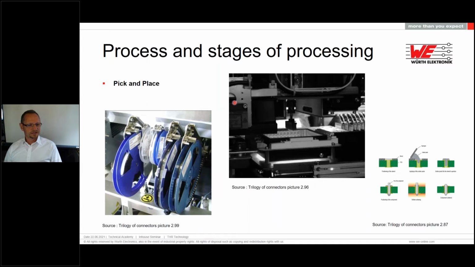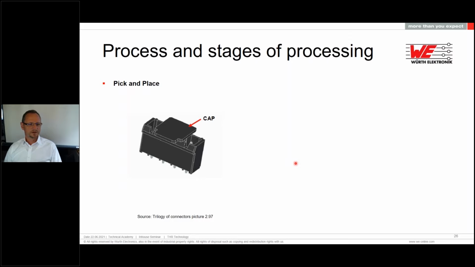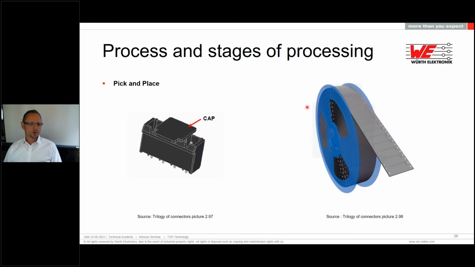So another stage that we saw here is the pick and place, and you're used to having your components on a reel, so the pick and place machine can just grab it and place it on the right position. So therefore, of course, it's also necessary that your THR components also come with a cap, or that there is a Kapton foil on top, so the pick and place machine can just pick it and place it. And of course, it needs to come on reels, so you can feed your machine with it.